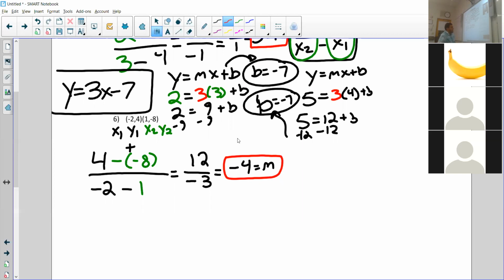Okay, Alyssa? Isn't it 1 minus 2? Yeah, it's -2 minus 1. Or 1 minus -2 then. Oh, okay, which would be 1 plus 2, right? Nahem, that's okay, that's part of your work. So you've got to reduce that fraction, 12 over -3, okay?